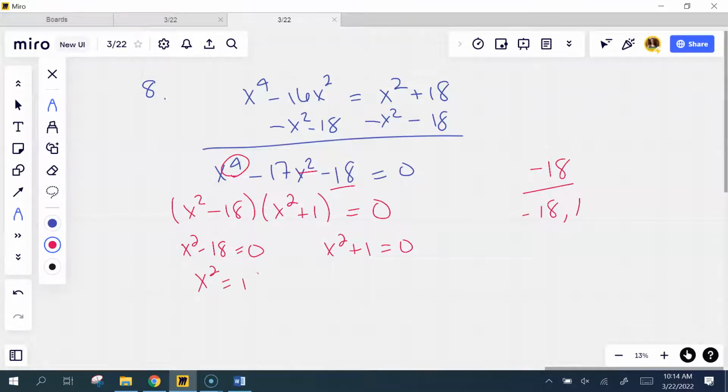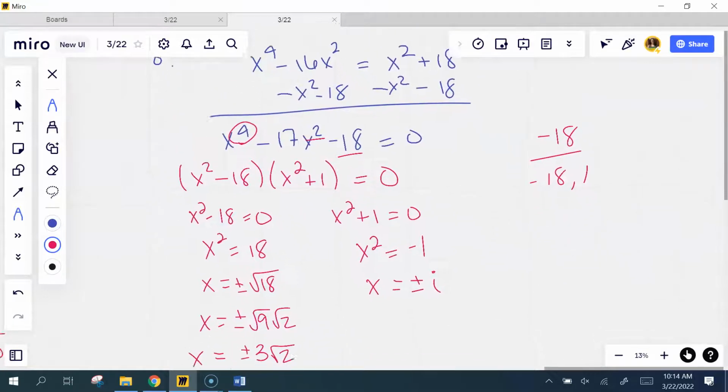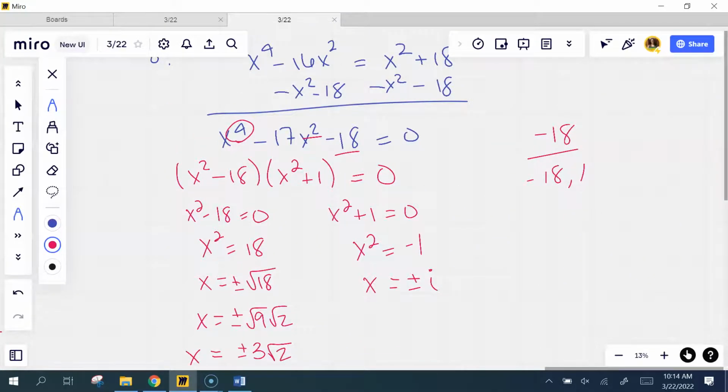Add 18 and take the square root, but split it up. How does 18 split up? 9 and 2, that's exactly right. 9 and 2, so that is plus or minus 3 times the square root of 2. And then on the other side, I have negative 1, and whenever I square root that, I get what? That's exactly right. There's my 4 solutions, and that's what I was supposed to get. Okay.